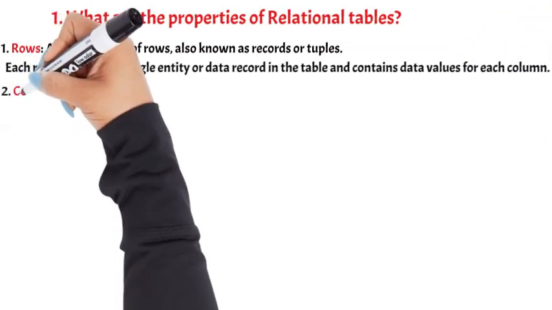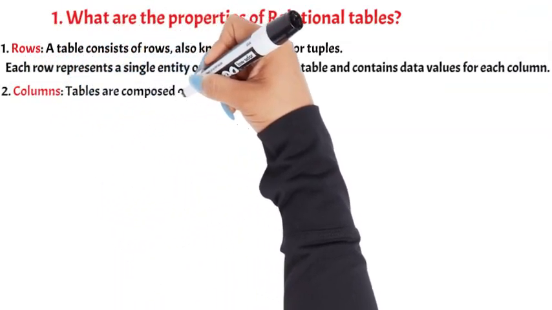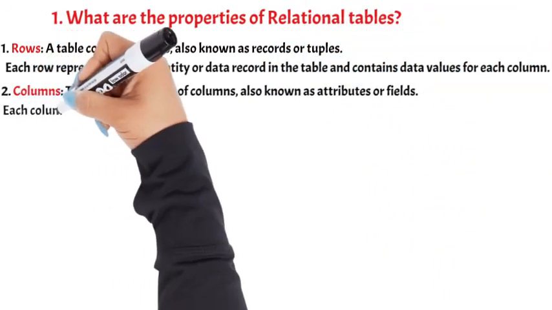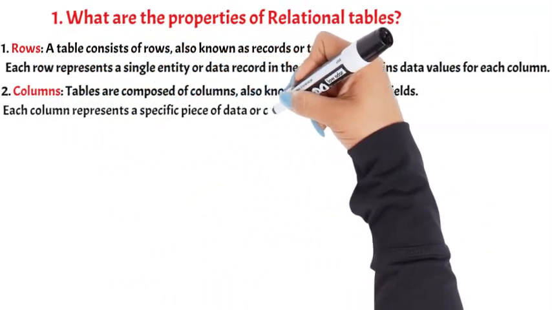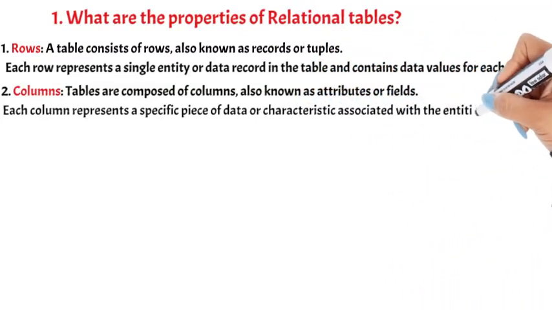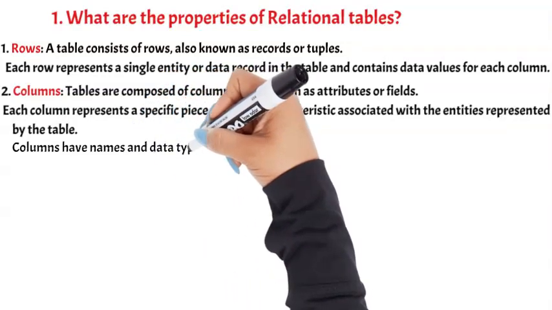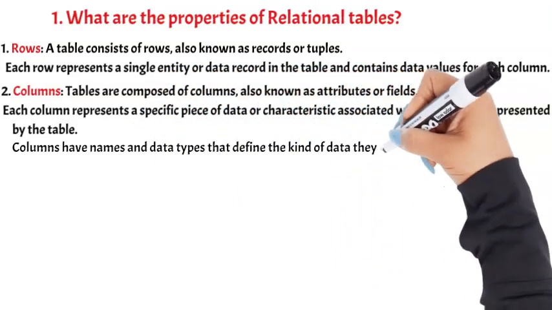2. Columns. Tables are composed of columns, also known as attributes or fields. Each column represents a specific piece of data or characteristic associated with the entities represented by the table. Columns have names and data types that define the kind of data they can store.